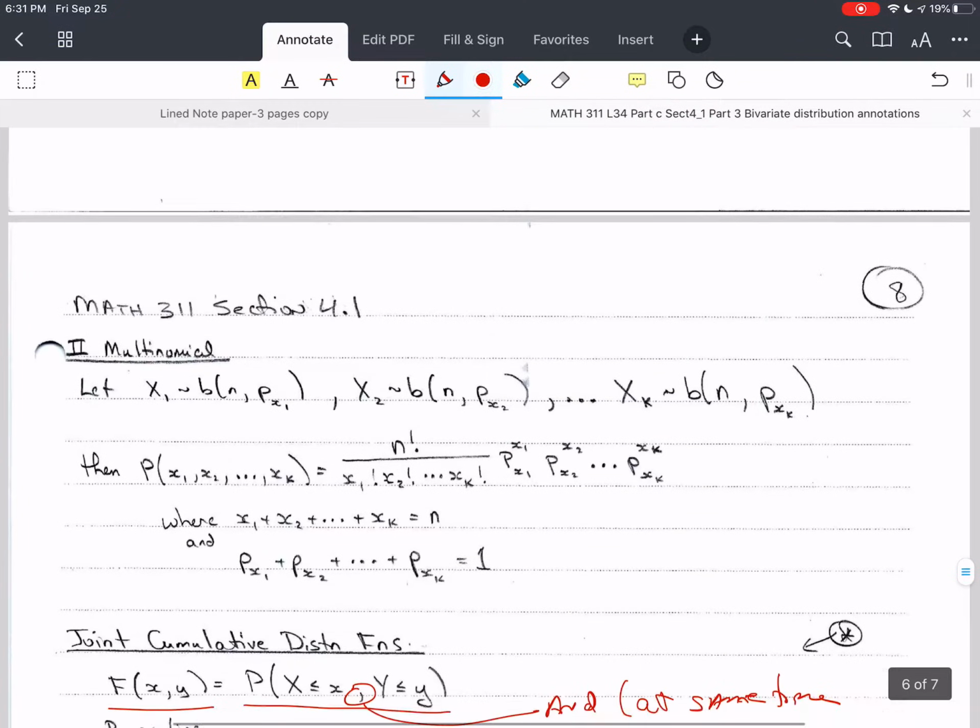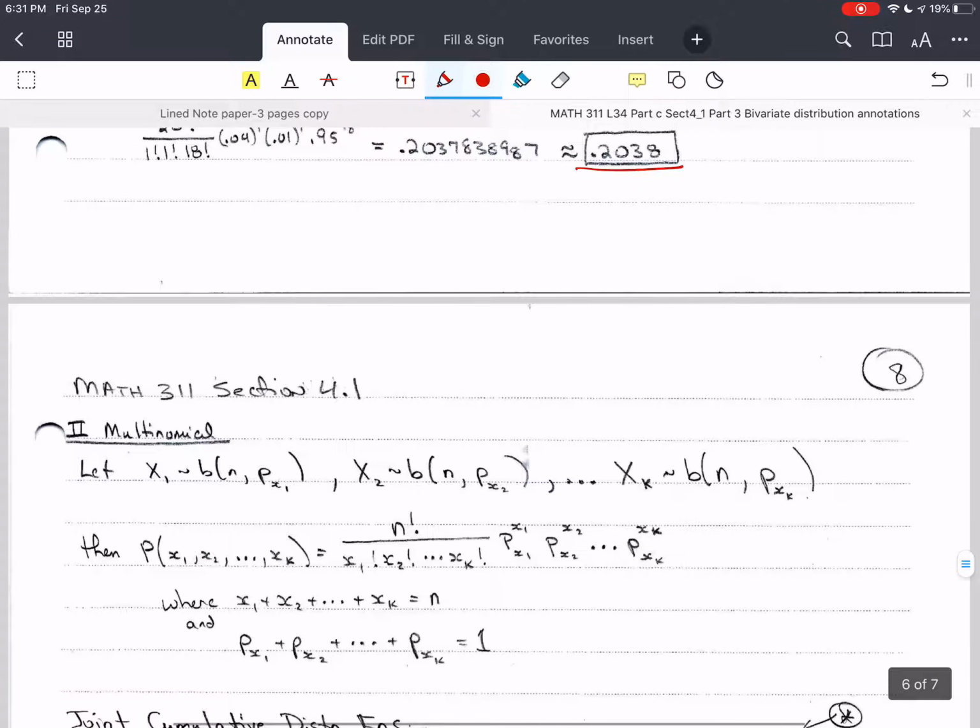And now I want to introduce you to the multinomial. In this case, this was trinomial. We had 3 categories. Now we have multiple categories, multinomial.